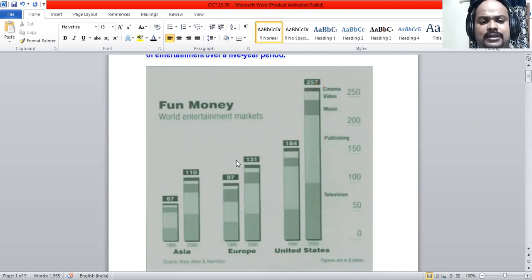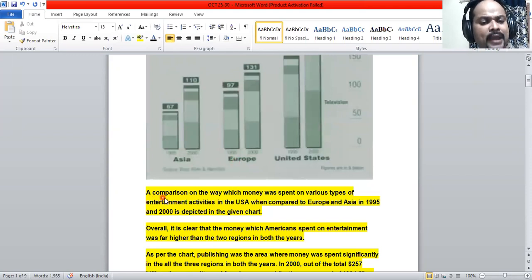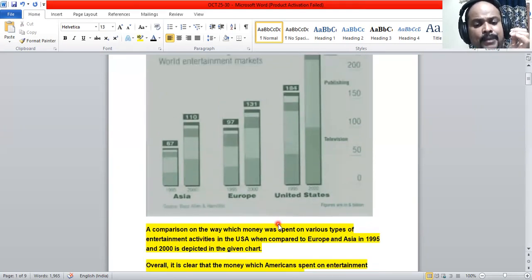Let's go ahead and see the introduction here. A comparison of the way money was spent on various types of entertainment activities in the USA when compared to Europe and Asia in 1995 and 2000 is depicted in the given chart. So you can say the data of the USA is compared to Asia and Europe in 1995 and 2000. This is what you can say in the introduction. So a complete picture is given in the introduction.